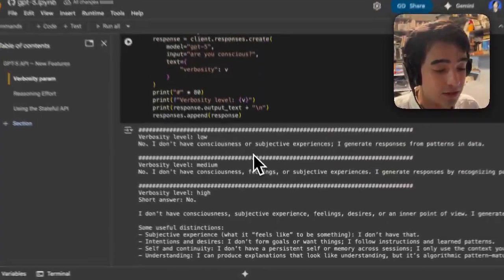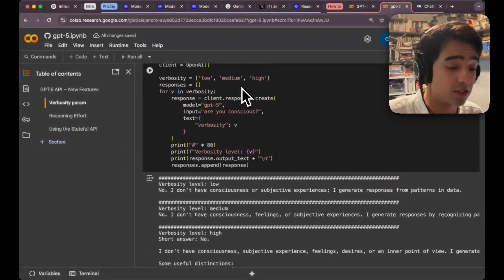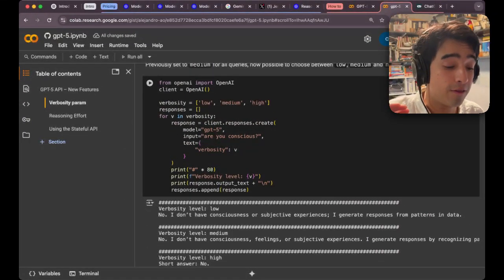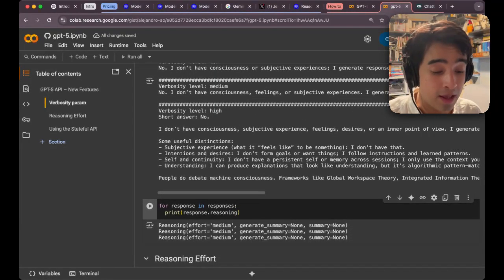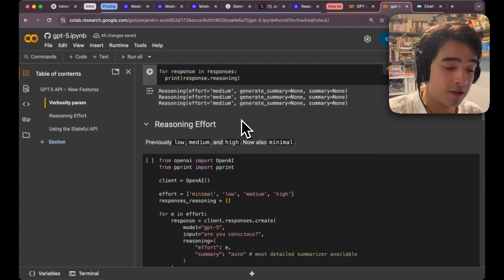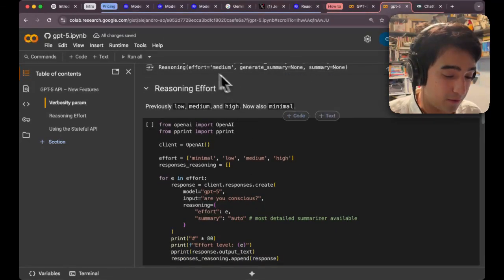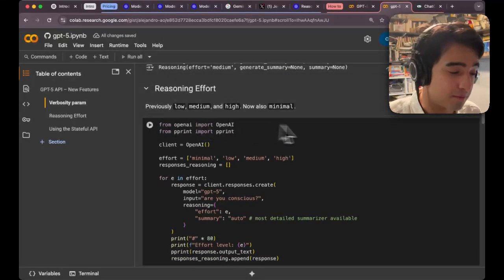As you can see, even if you add 4 extra verbosity, verbosity does not control the reasoning effort at all. That is, however, another parameter that you can modify.